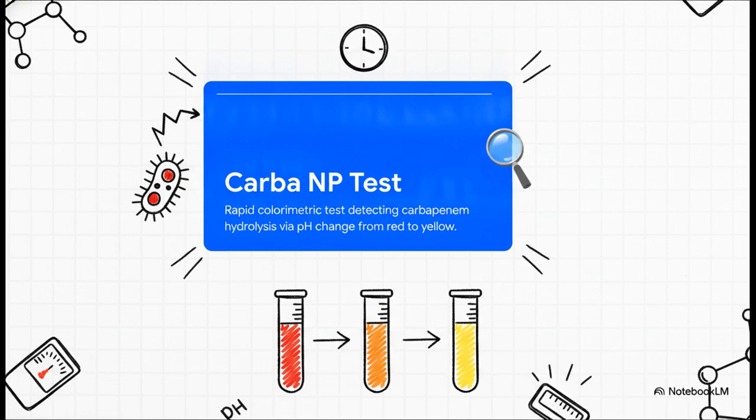Take the Carba NP test, for instance. It detects the actual physical hydrolysis of the carbapenem drug. When the bacterial enzyme destroys the antibiotic, it shifts the pH of the solution. That triggers a visual color change in a phenol red indicator, going straight from red to yellow. The whole thing takes under 2 hours. It's just this incredibly elegant, totally simple visual confirmation that, yep, a dangerous superbug is in the room.